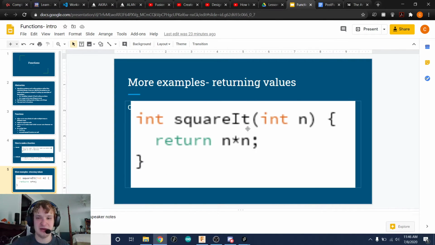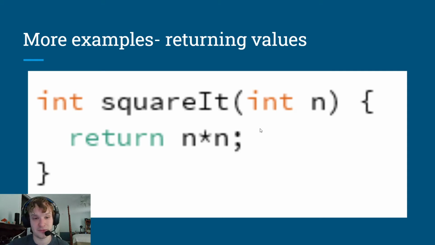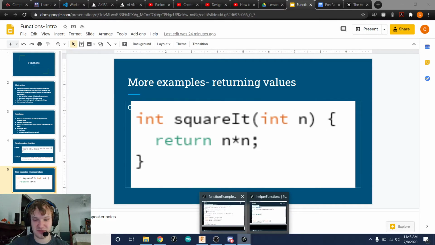But let's look at this square it function. This function does give us something. What it's going to give us, so first off, what does this function do? I'll let you look at it for a second. What it's going to do is whatever value that I put inside these parentheses is going to return that value squared. So I can even show you an example of that.